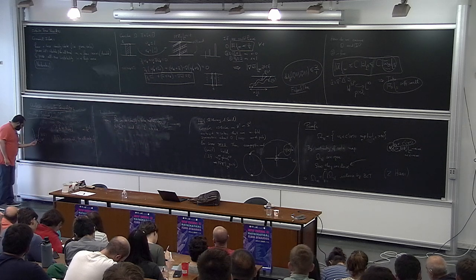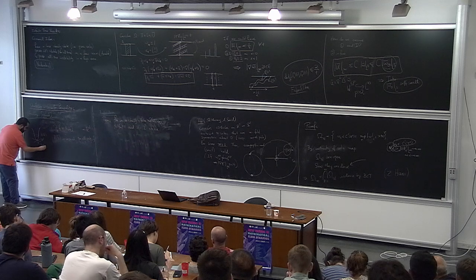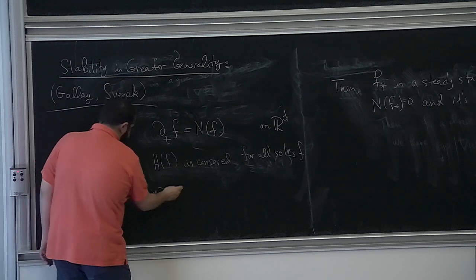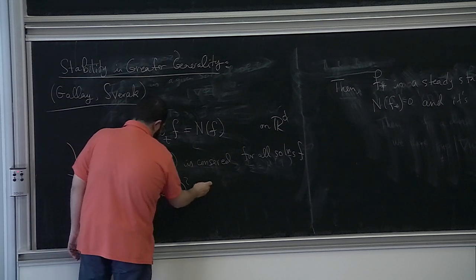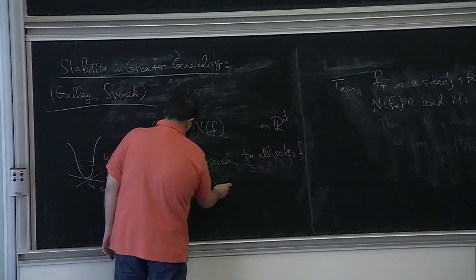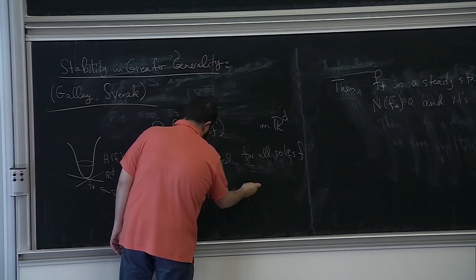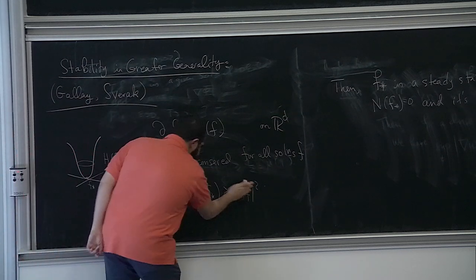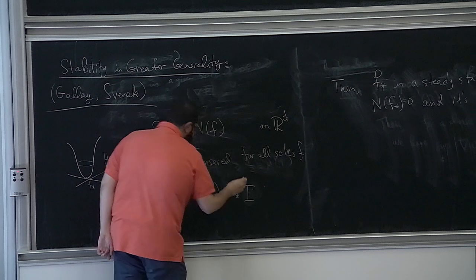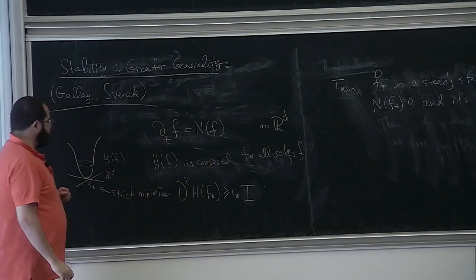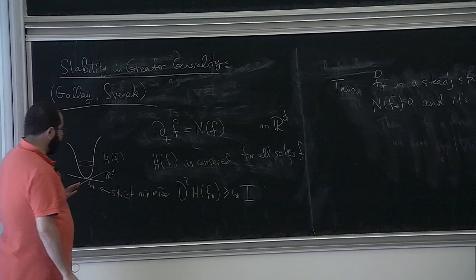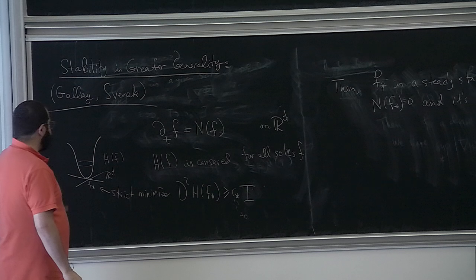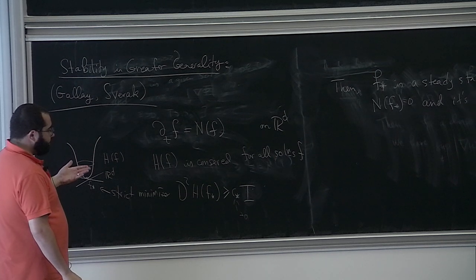So if F star is the minimum, so this is a strict minimizer. It means that we assume that D2H at F star is bigger than some constant. Just some constant. So you assume that this is strictly positive. Then F star is a steady state and it's stable.